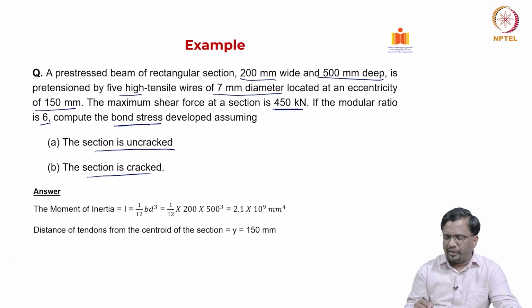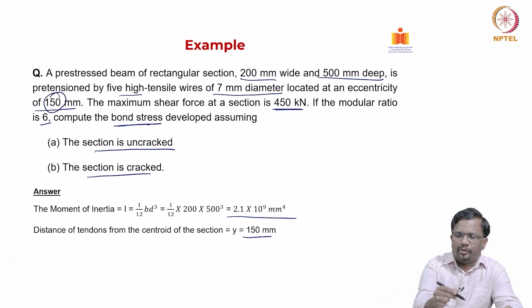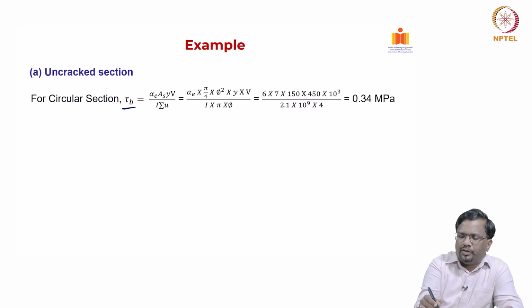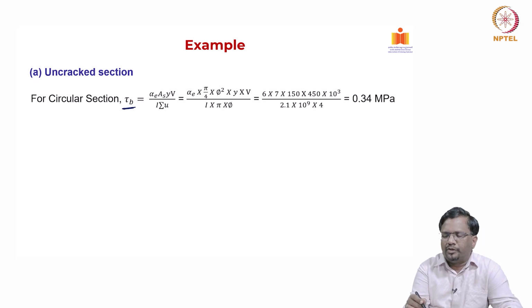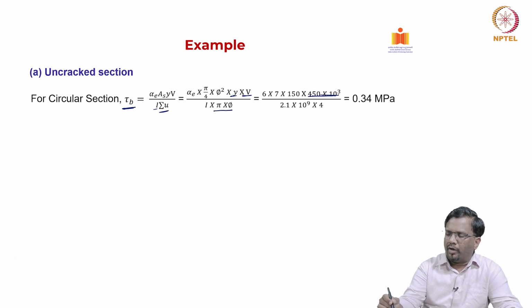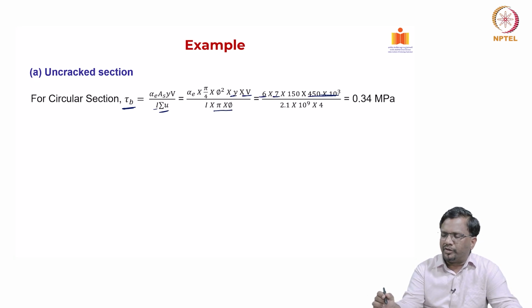What is the moment of inertia, b d cubed by 12? You know how to calculate that: 2.1 times 10 to the power of 9. The distance of the tendons from the center of the section is 150 millimeter, as you can see from the cross section, eccentricity is given as 150 millimeter. If you go back to the uncracked section formula we derived, tau B is the modular ratio times the area of steel AS times the distance y of the rebar, times the shear V acting in the cross section, divided by I times the perimeter. Pi d is the perimeter of the surface, and pi by 4 into d square is the area of the steel. V is the shear acting in the section, which is 450 kilonewton, given in the problem. The modular ratio is 6. Now, for the area, you have 5 strands of 7 mm diameter.